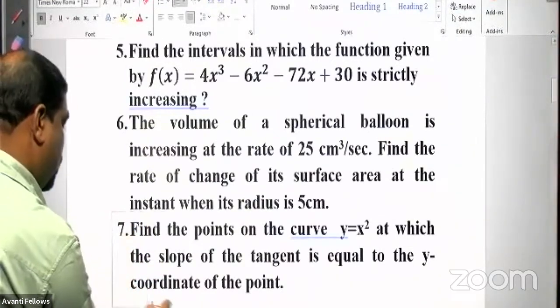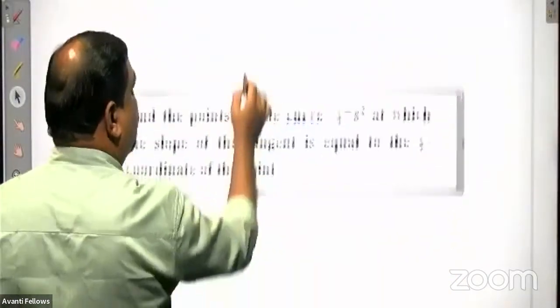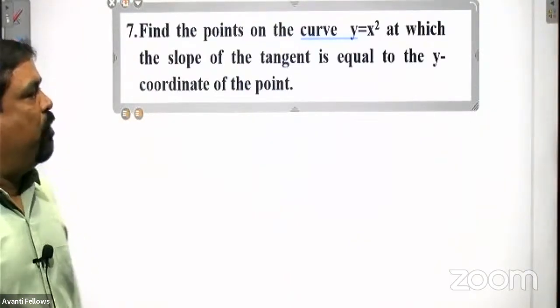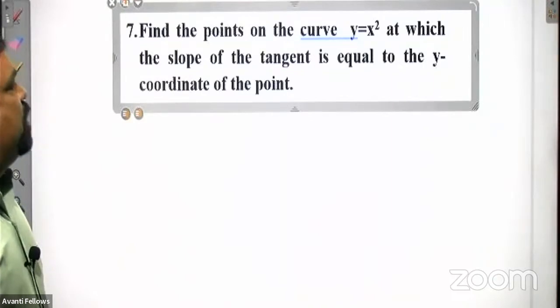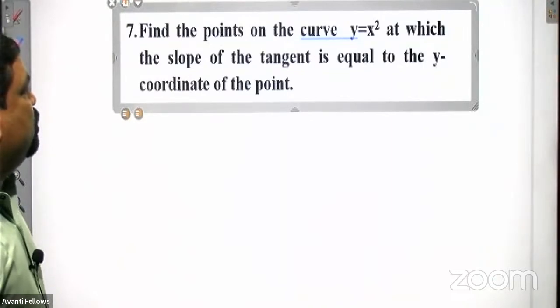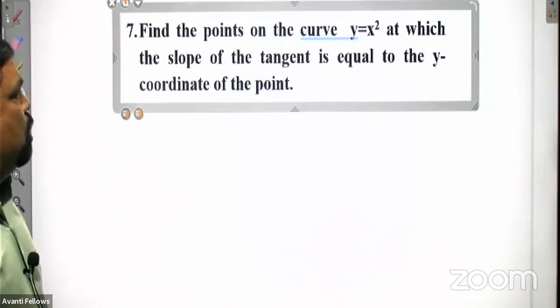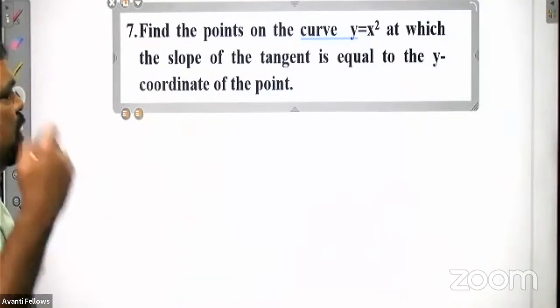Okay, this question. Find the points on the curve y equal x square at which the slope of the tangent is equal to the... sorry, this is a... okay, anyway, no problem. Okay, from this area only. Now I am thinking it is from some other part.